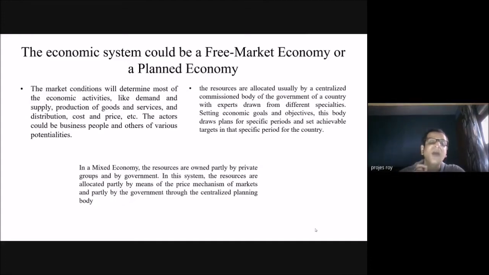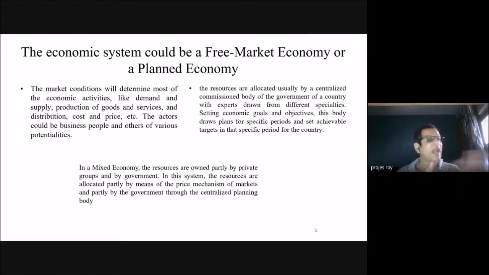Now, in the market economy, you can understand there are two concepts: free and planned. In a free market, market conditions determine most of the economic activities like demand, supply, production of goods and services, distribution, cost and price. The actors could be business people or various potential players. That means those who are the best in the market will rule. So a free market means the market is open for everybody. Anybody who has the efficiency in those aspects can hold the situation.